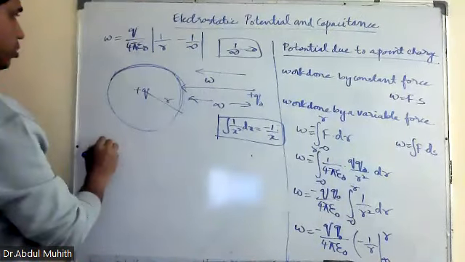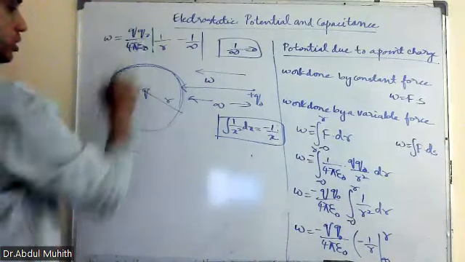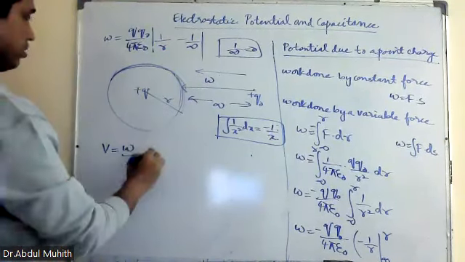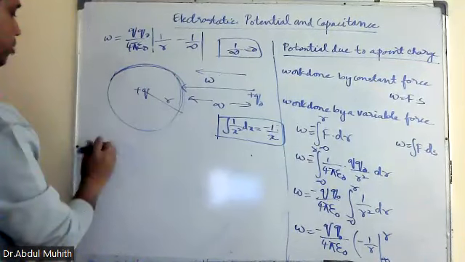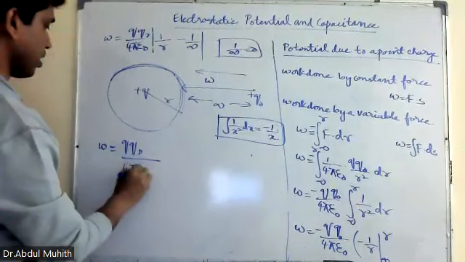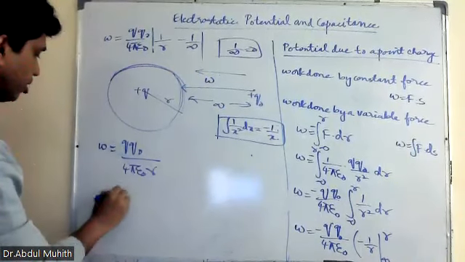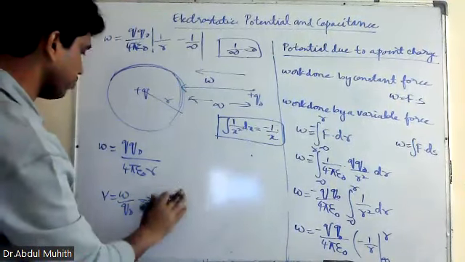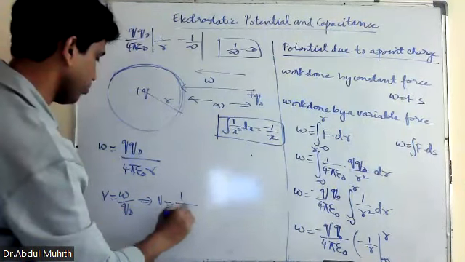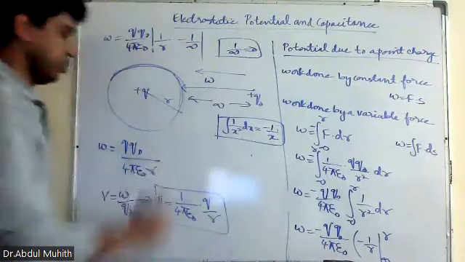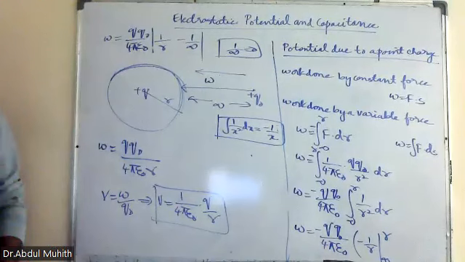Now W is equal to what? We have Q into Q naught by R square. So V is equal to what? V is equal to W by Q. The answer for this, I'll write first W. W is equal to Q into Q naught divided by 4 pi epsilon 0 R. Now V is equal to W by Q. So implies V is equal to 1 by 4 pi epsilon 0 into Q by R. This is the formula for electric potential. Is that clear?